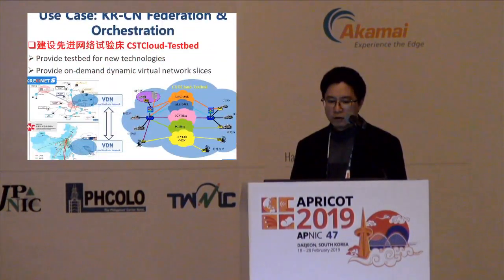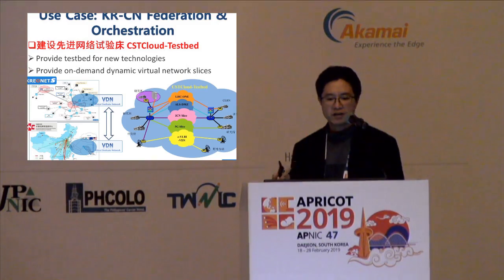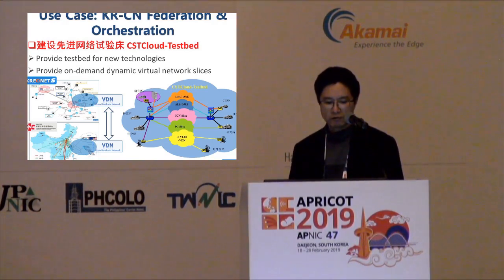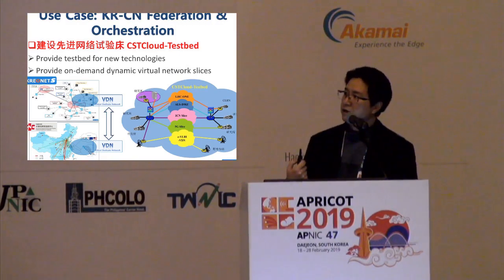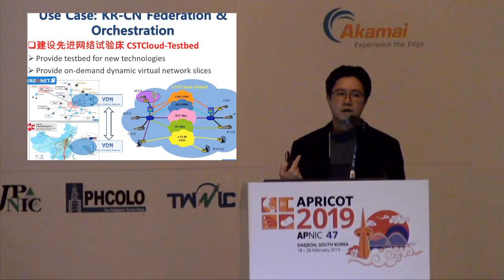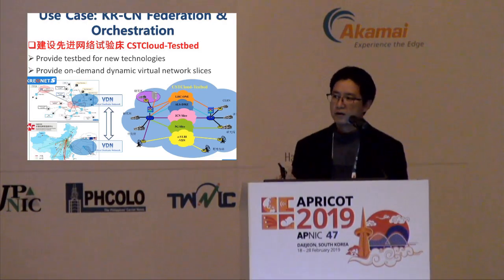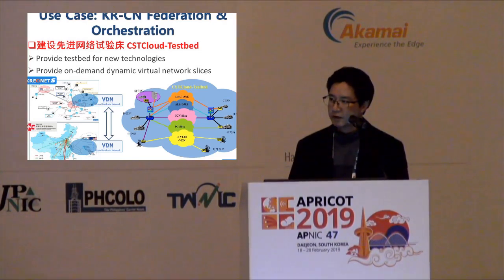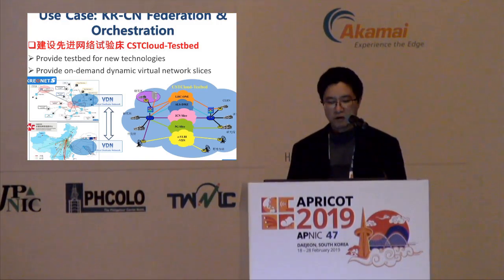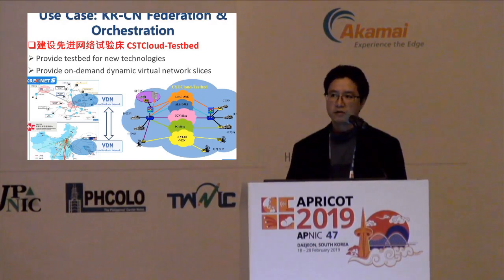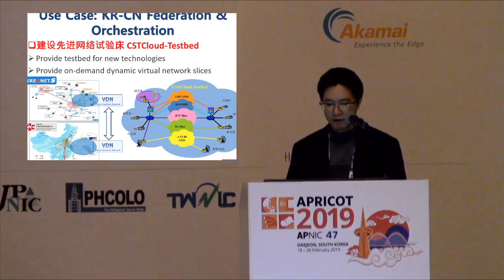And another use case is the orchestration for internationally federated SDN networks, for example, Korea to China federated networks. So using this kind of infrastructure, we'll be able to provide on-demand dynamic virtual network slices internationally, including scientific instruments and cloud-native service resources and hosts, and some virtual network functions as well. So this can be provided as one of the international software-defined infrastructures, we believe.